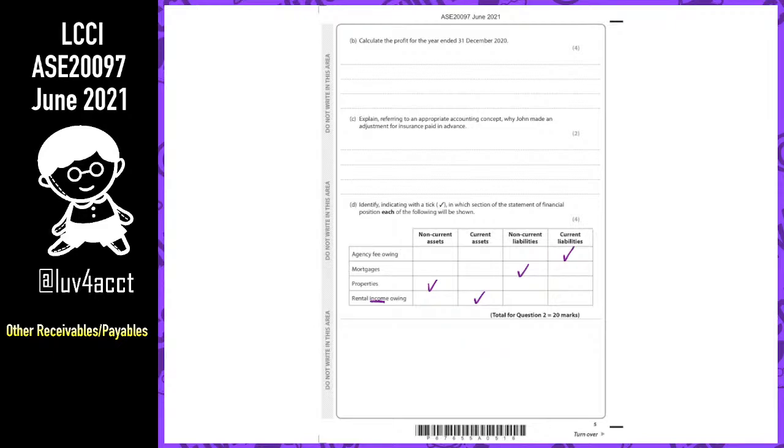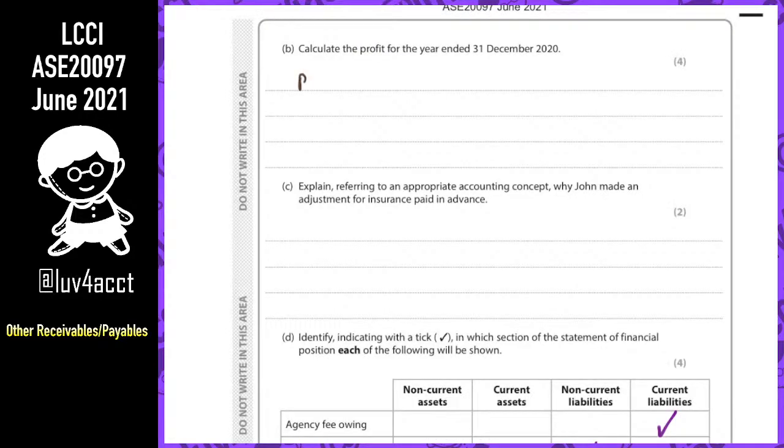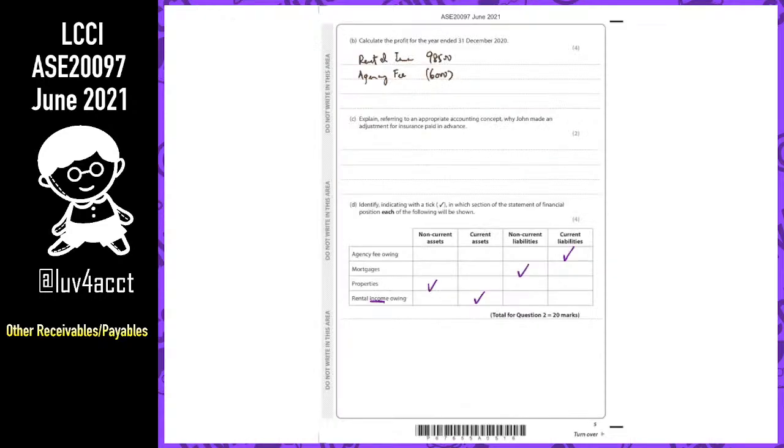Calculation of net profit. First of all, you are given 4 marks for this. First of all, you have that rental income 98,500. And then you have agency fee expenses 6,000. You do not have to follow any format because it is just a calculation. If you are asked to work on a statement of profit or loss, then you follow the usual format for the statement. Okay, so what else?